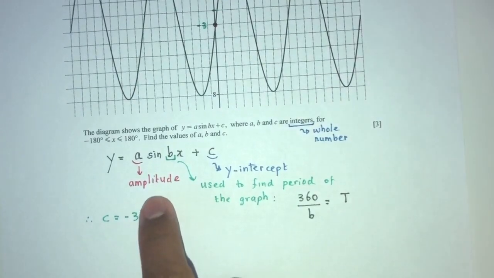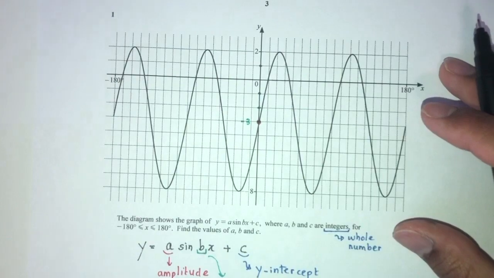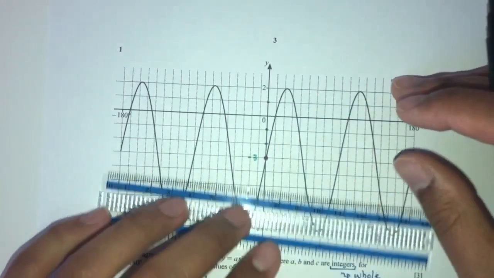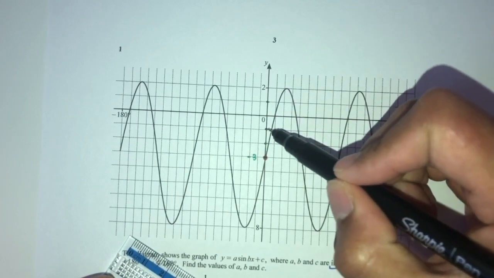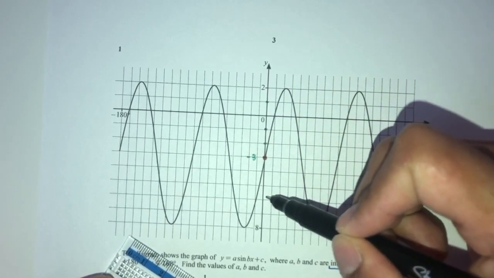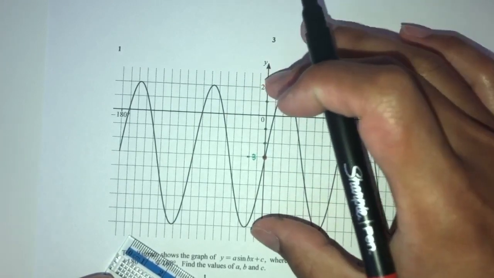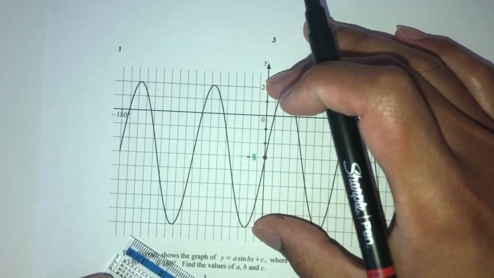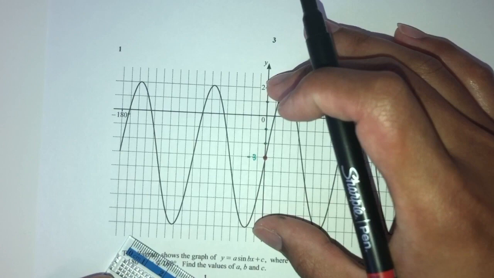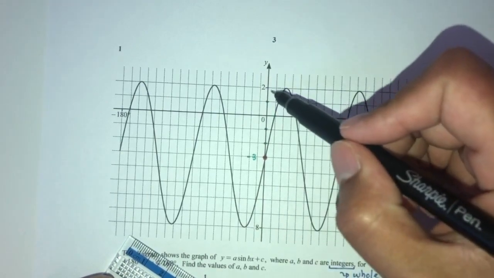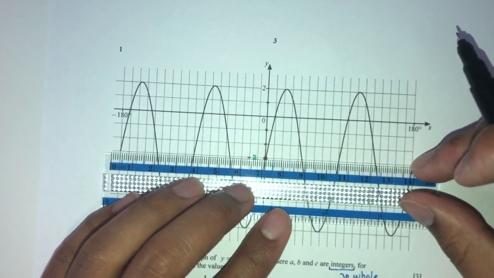Now, what is my value of a? A is the amplitude. How do you define amplitude? Let's count. So here we have 2, 3, 4, 5, 6, 7, 8, 9, 10. So 10 is the whole thing. The height of the graph is 10. What is half of 10? Half of 10 is 5. So at 5, we'll have the center line of the graph. 1, 2, 3, 4, 5. The center line of the graph will be right here.